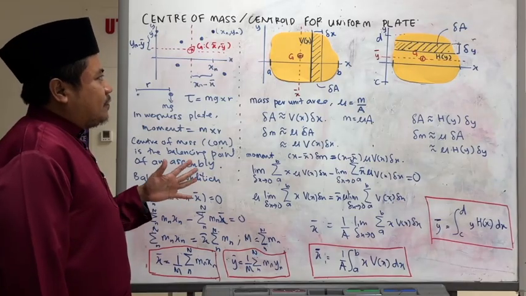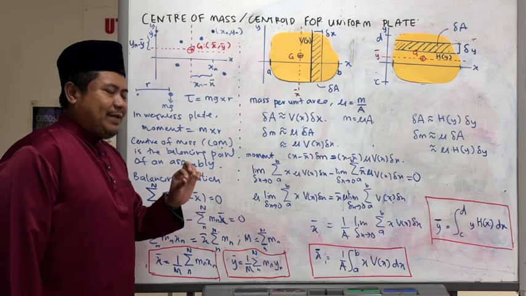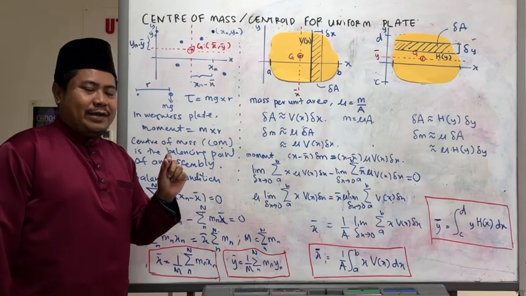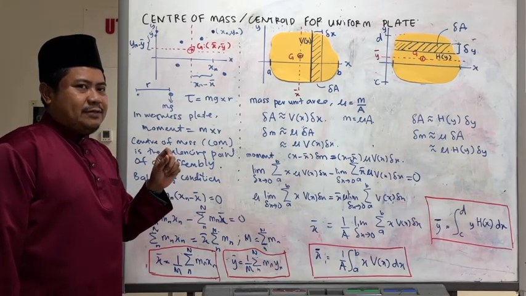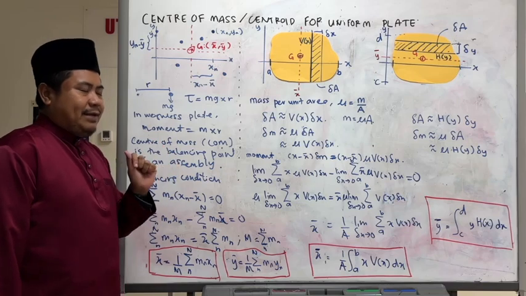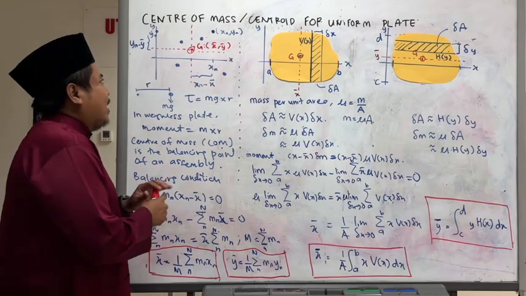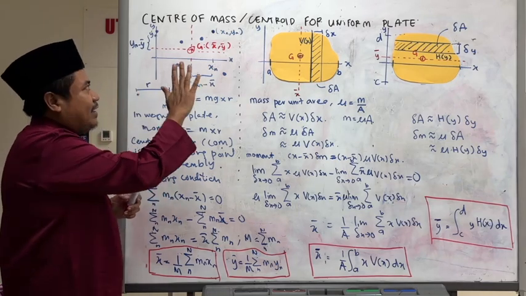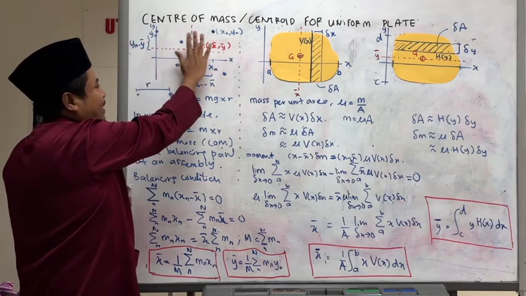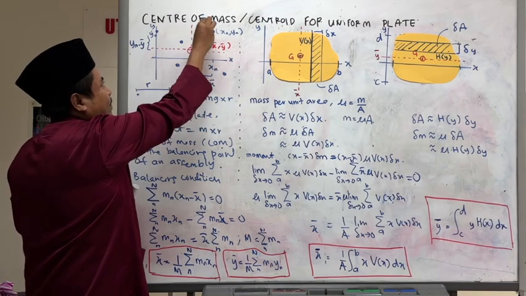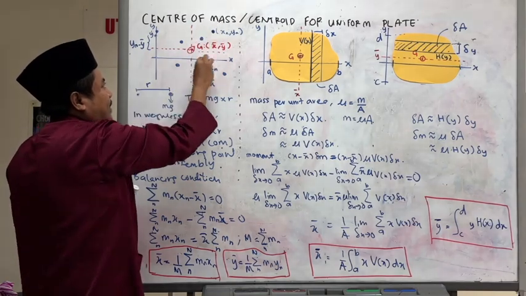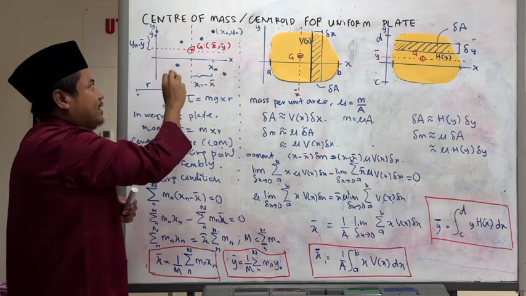The purpose of this lesson is to determine the centroid point, or the center of mass, for a uniform plate. Let's start with a system of particles we have on a plane. So we have an xy plane, and then we have particles in this assembly, or in this system.